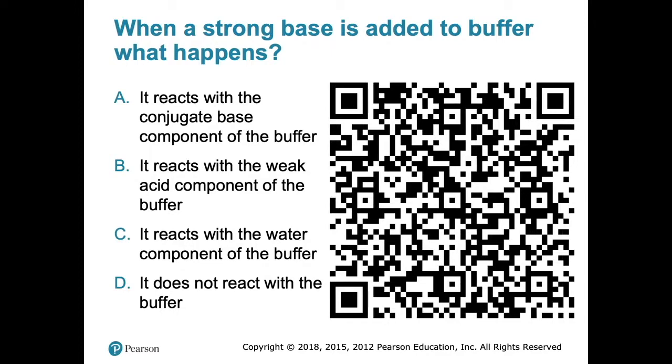All right, so the answer to this, anybody want to say it? Yes, it is in fact B. The strong base will react with the weak acid component of the buffer. Yes, very good. Has everybody scanned just to make sure we have attendance? Yes, good. Okay.